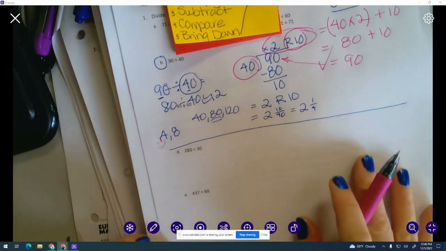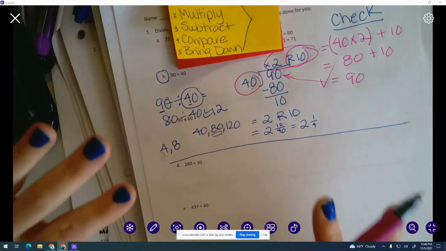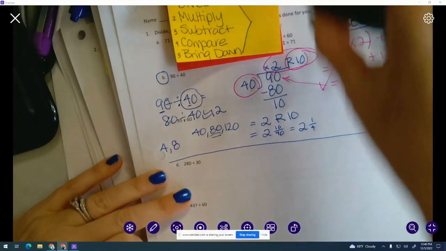All right. D was also assigned for homework, but I think that we're good there, and this could be a way to help you start out.